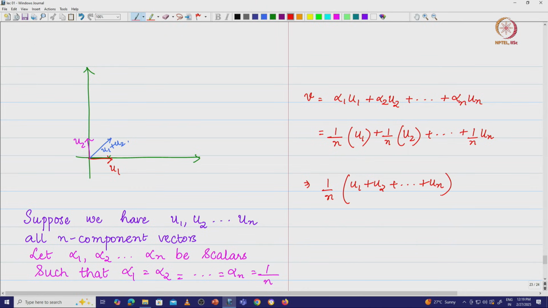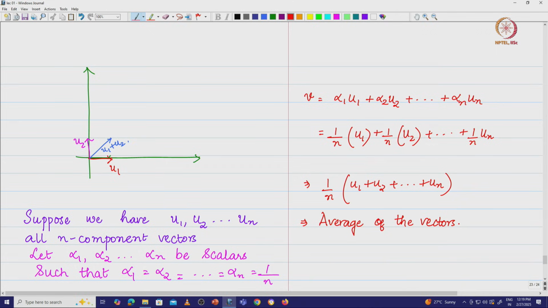Now, what are we seeing here? We say u 1 is an n component vector, u 2 is an n component vector and u n is an n component vector. I am going to add n elements and then divide it by n. So, this is basically what we are going to call the average vector, right. This is going to be the average of the vectors. So, this is something interesting. We would see this average of the vectors to be a linear combination of the vectors with equal weight, which is basically 1 by n, suppose you have n vectors, right.